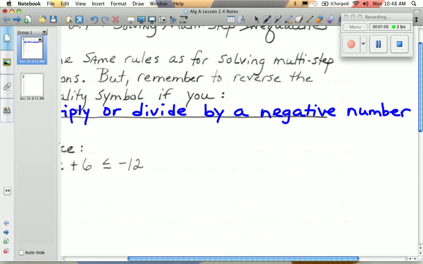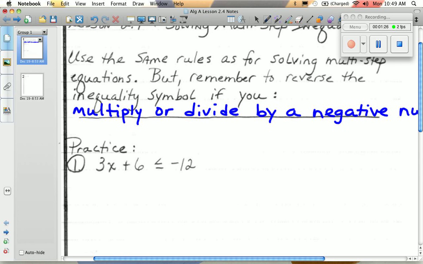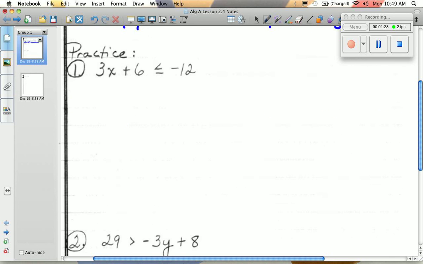So we're going to use the same rules as solving multi-step equations. Undo addition or subtraction first, then undo multiplication or division. When we're undoing that multiplication or division, if we multiply or divide by a negative number, we have to make sure we remember to reverse the symbol. Okay, so let's go right to work practicing, because we really have all the skills for this.